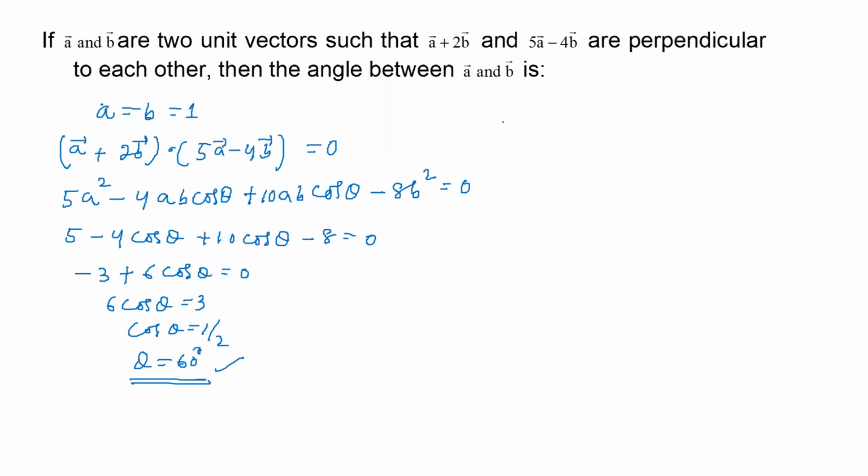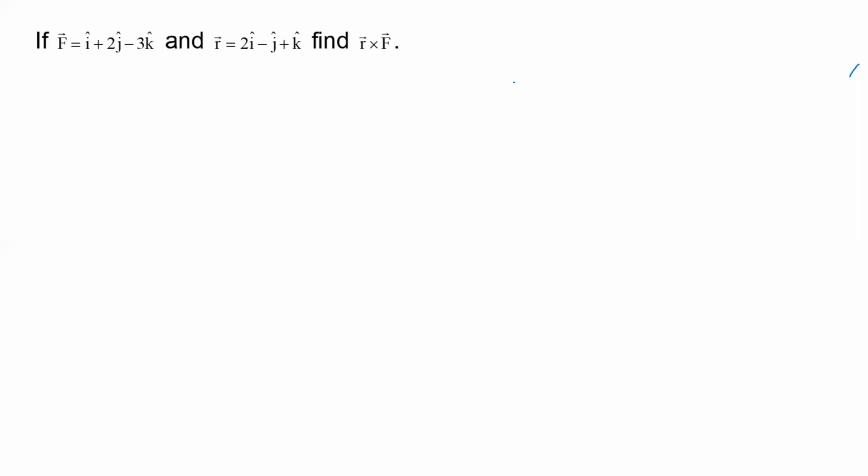The angle between A and B is 60. You can see here, R vector is this much, F is this much. We want to find cross product. We want to find R cross F. That means as per the format, write I cap, J cap, K cap, and here 2, minus 1, 1 for R. And in place of F, 1, 2, minus 3.